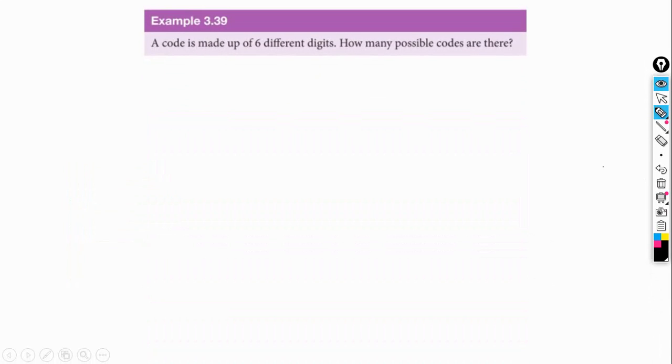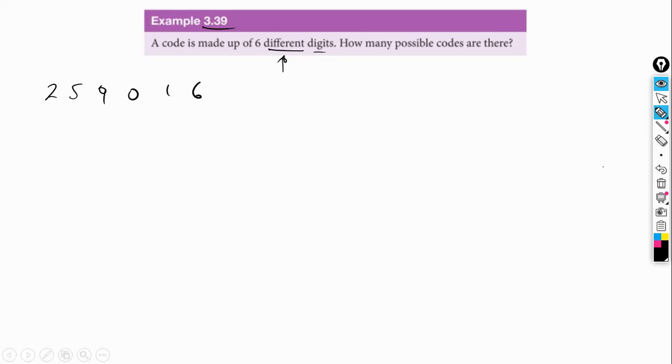So next we'll do example 3.39, which is the last one in this video. And it says a code is made up of 6 different digits. Very important word, different. How many possible codes are there? Now there are 2 things here. First, is the order important here? Let's say I have a combination that says 2, 5, 9, 0, 1, 6. Now I could rearrange these same numbers in a different way and it's going to be a different code. Therefore, this is the case of a permutation. In a combination, order doesn't matter, but in permutations, order does.